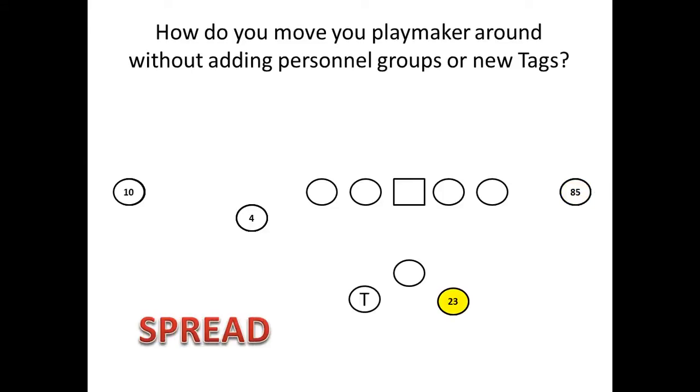Spread simply puts him in the backfield. Spread formation, that is 3 wide receivers and 2 running backs. Spread would put him at the tailback spot.